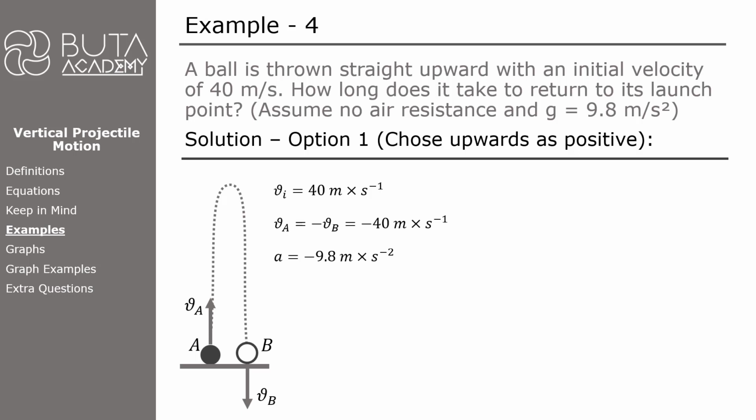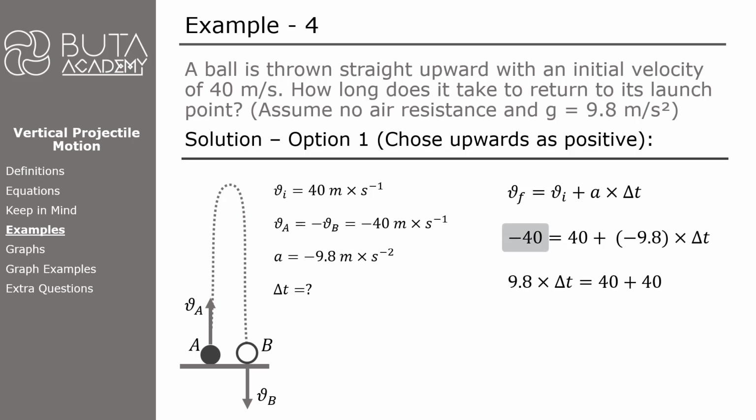We are asked to calculate the time it reached the ground again. We can use the formula V final is equal to V initial plus a times delta t to solve this question. Final velocity is negative 40, initial velocity is positive 40, gravitational acceleration is negative 9.8.